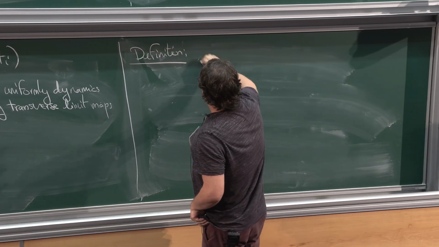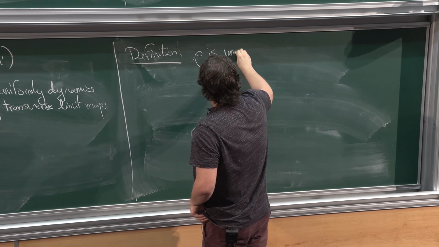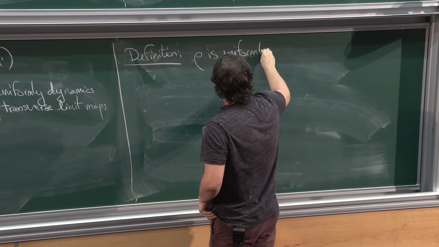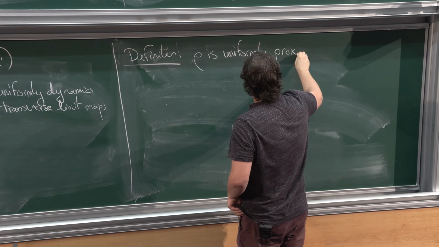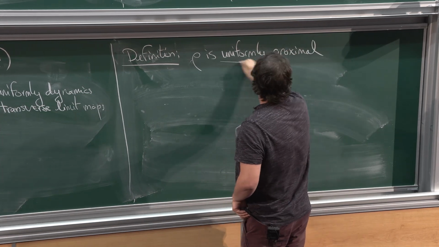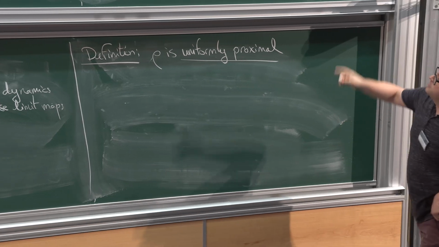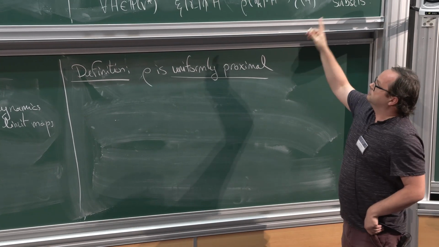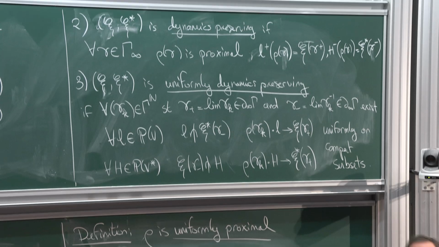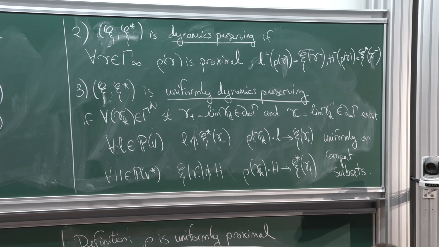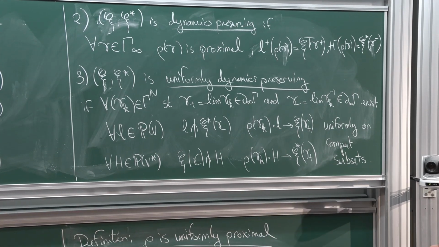So we could say that rho is uniformly proximal. Apart from dynamics preserving and transverse limit maps, these are notions I'm just making up for the purpose of this course, so you don't have to like them, and that's fine.